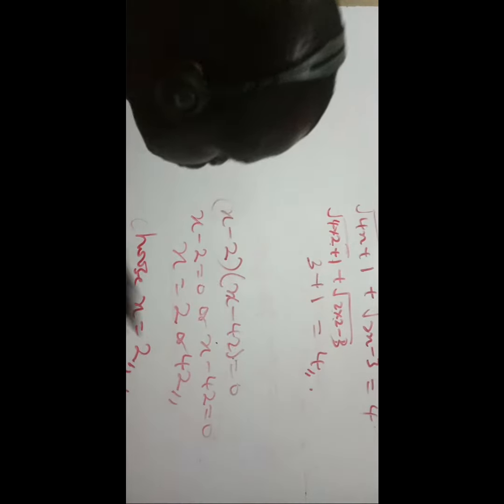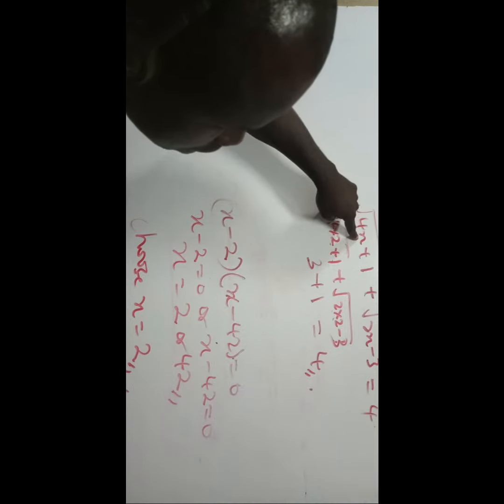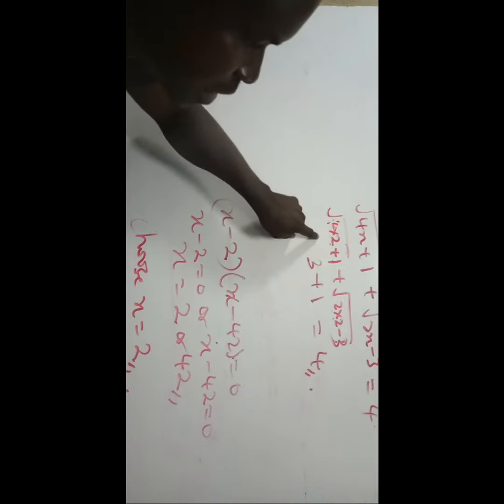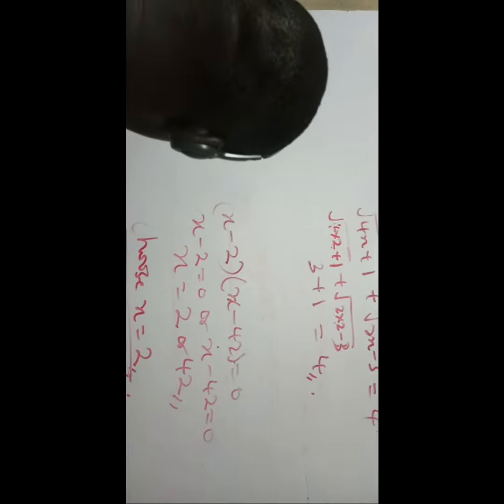But if we put 42 there, 4 times 42, that is 168 plus 1, 169, that is 13. Even 13 alone is more than 4. So the right answer to choose is when x is equal to 2. So x equal to 2 is the right answer that we are expected to choose.